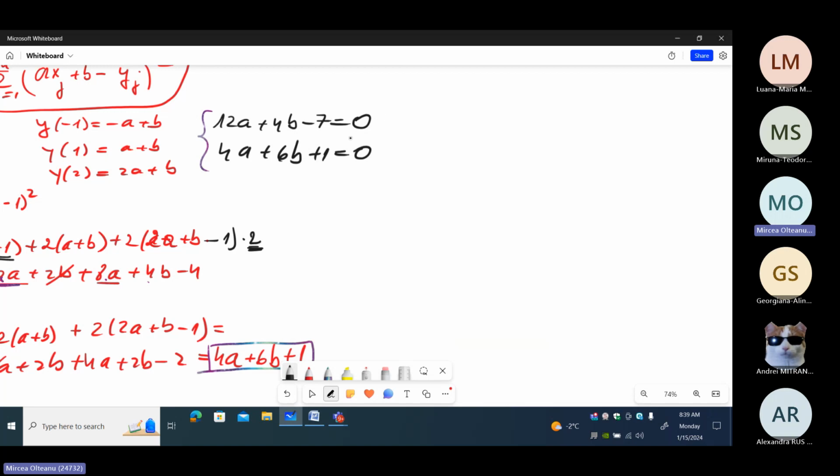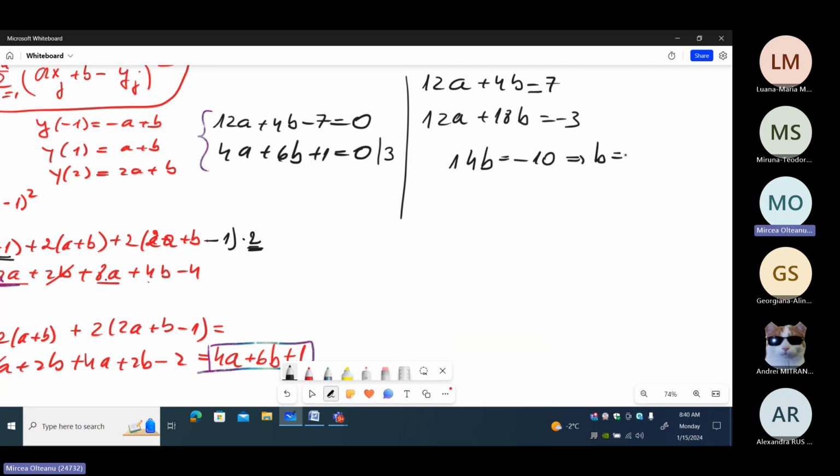So we need to solve this system. If you multiply the second equation by 3 and then we subtract them, let's try like this. Okay, let's put here equals 7. And we subtract them, we get that 14b equals minus 10. So b equals minus 5 over 7.